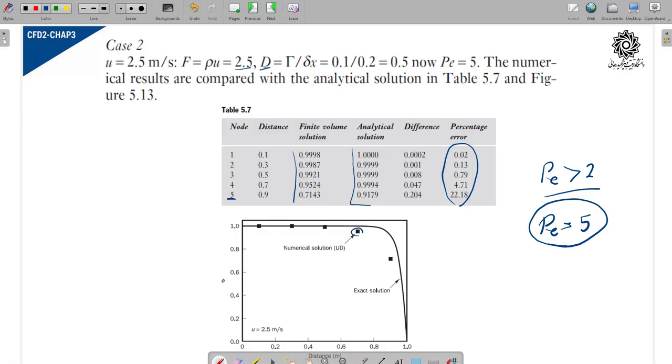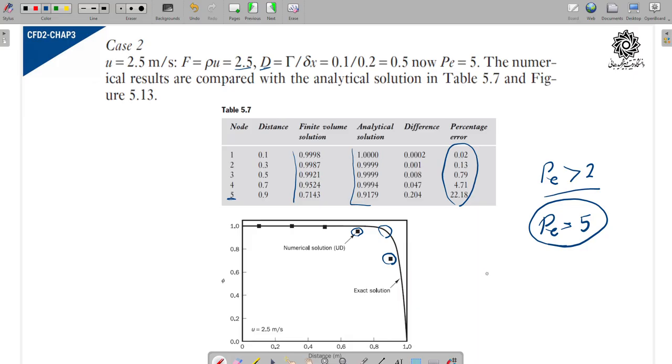Numerical results, analytical results, exact solution, and numerical results. The percentage error is large, but the trend of the numerical solution is the same as the exact solution, and there are no unphysical results.